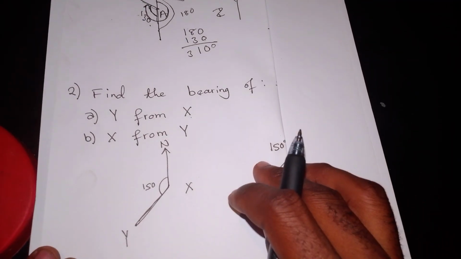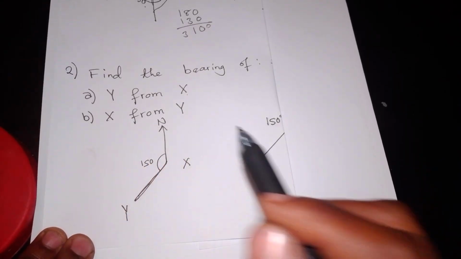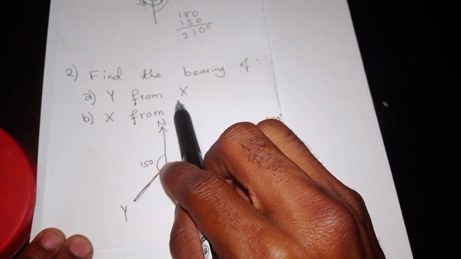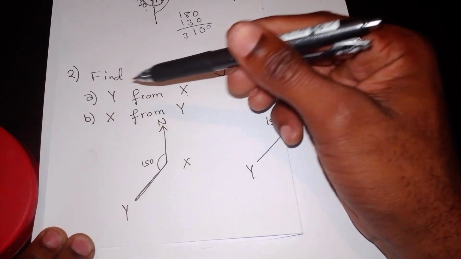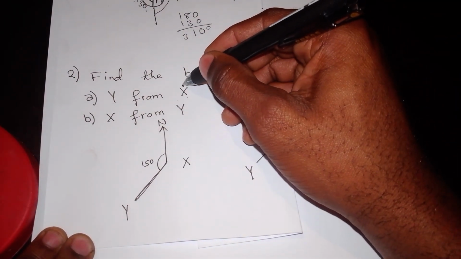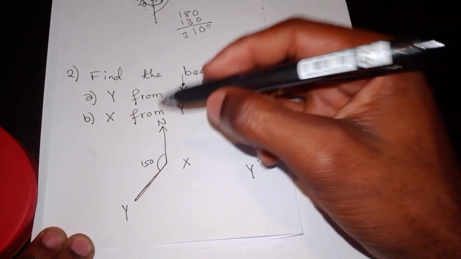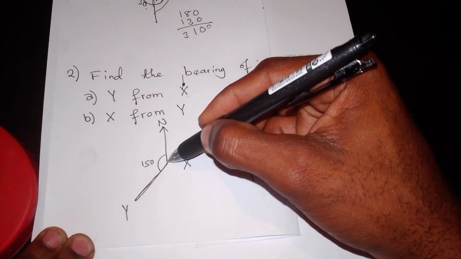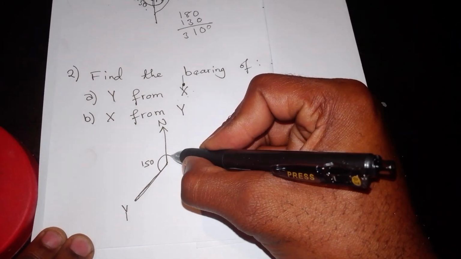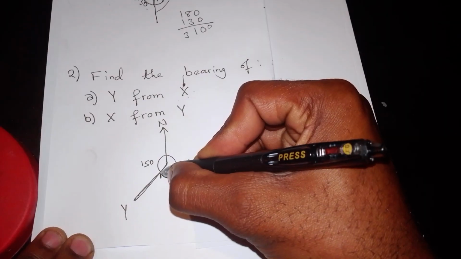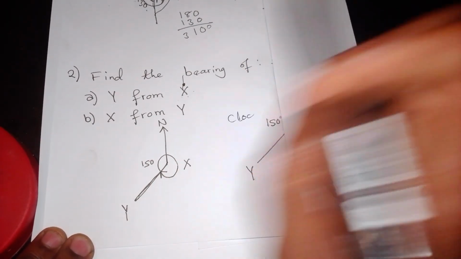And then the next one is similar to that. Find the bearing of Y from X. So Y from X. In other words, you're starting from X going to Y. So what you do is just go to the starting point and then draw a north line. Fortunately, the north line is here. So all you need to do is draw an arc in the clockwise direction like this, going all the way to Y, because it's the bearing of Y from X.